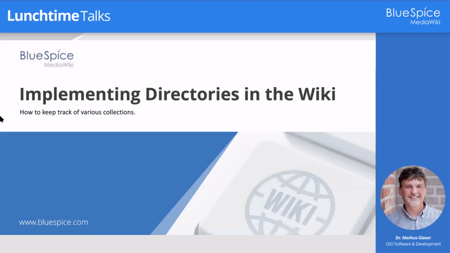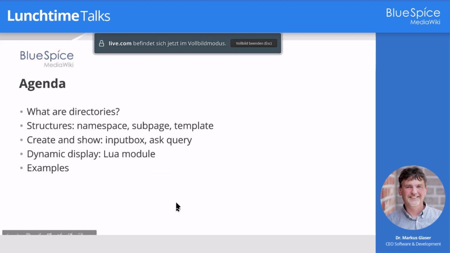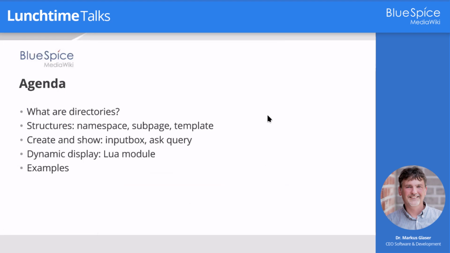Okay, let's start. What are we talking about? I want to quickly show you what I mean by directories, what the general principles are. And then we're going to dive into how to implement that in a wiki. We're going to touch a set of technologies here like namespaces, subpages, ask queries from Semantic MediaWiki, and even a Lua module for some eye candy in the end. And of course, I'll give you some examples of how this can work out in practice later on.